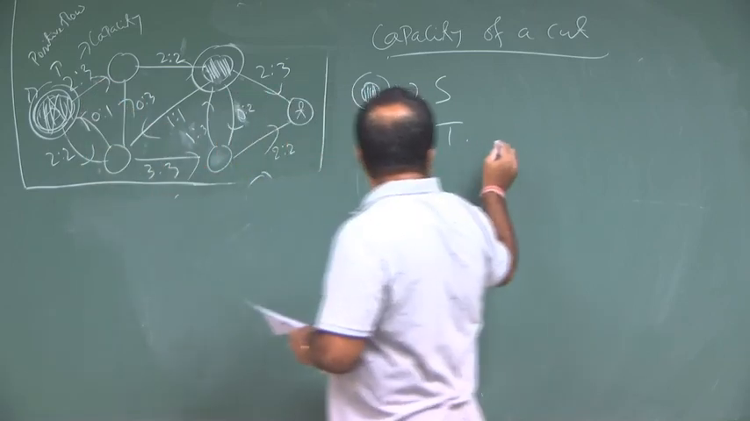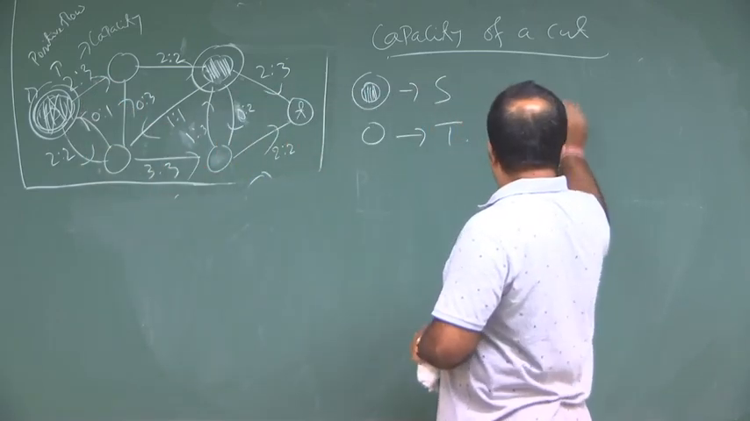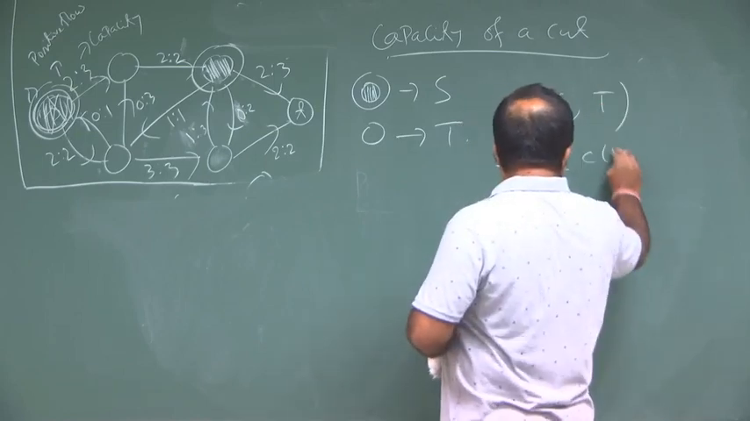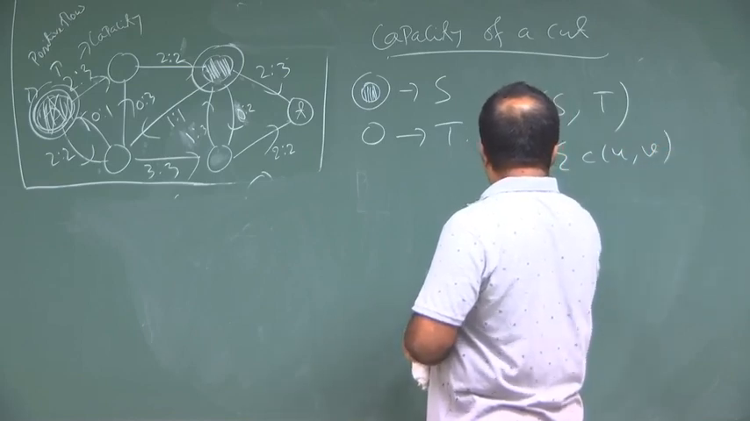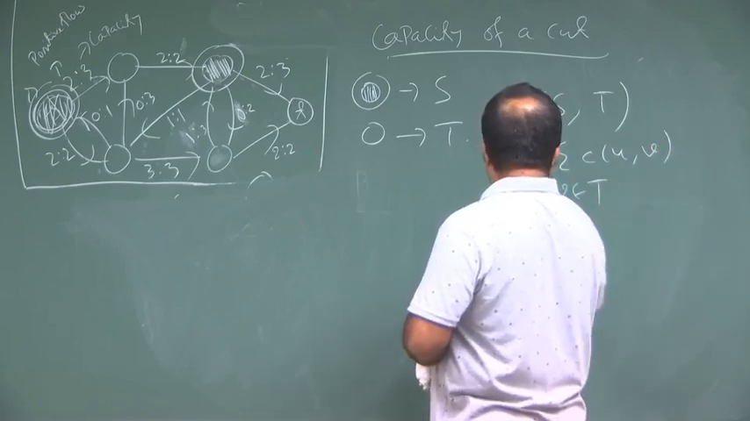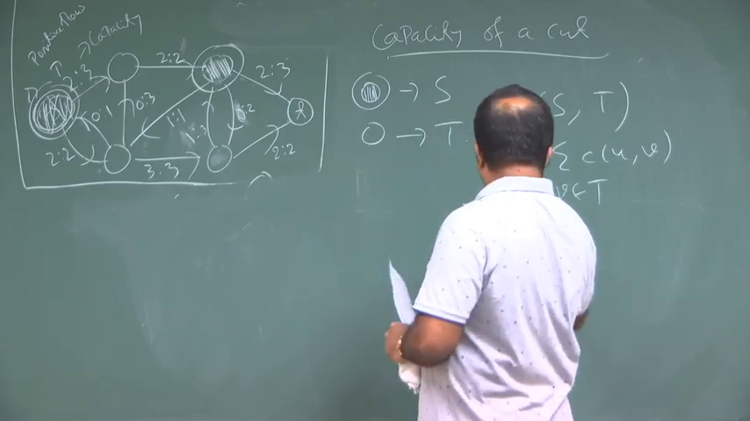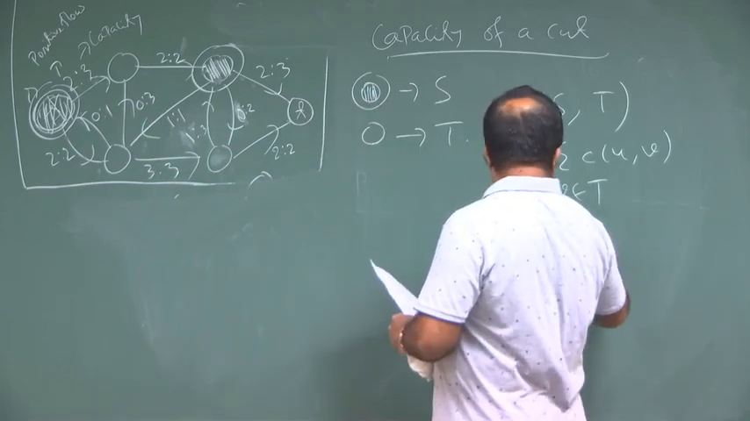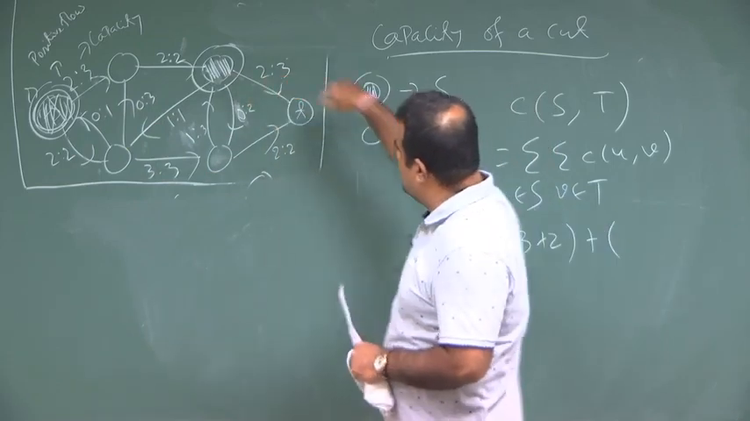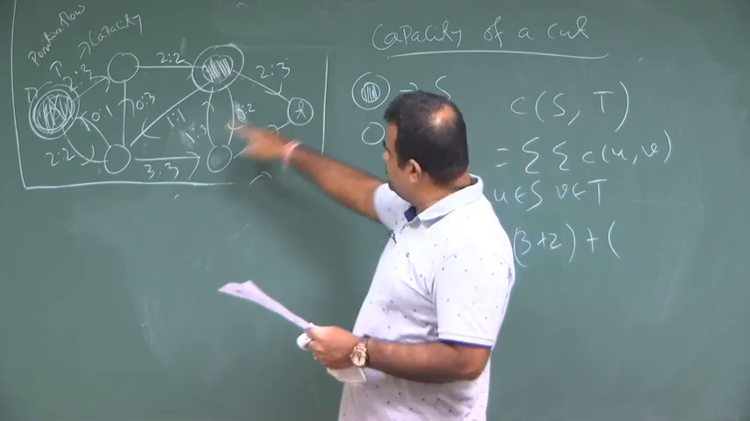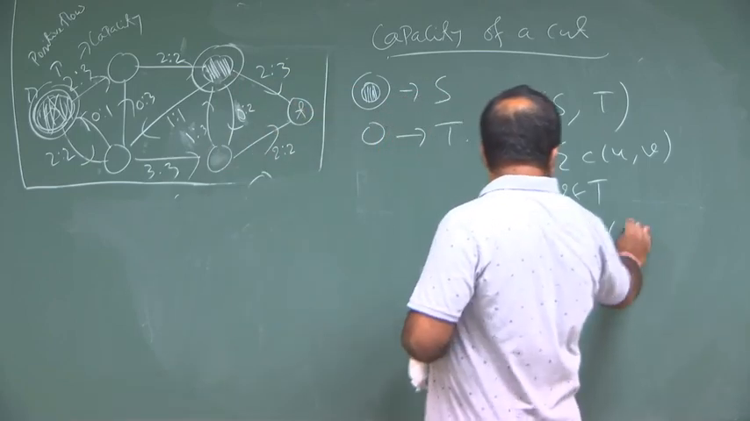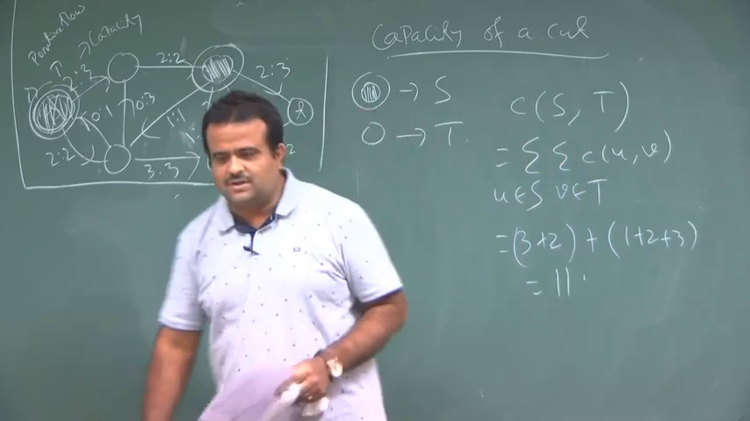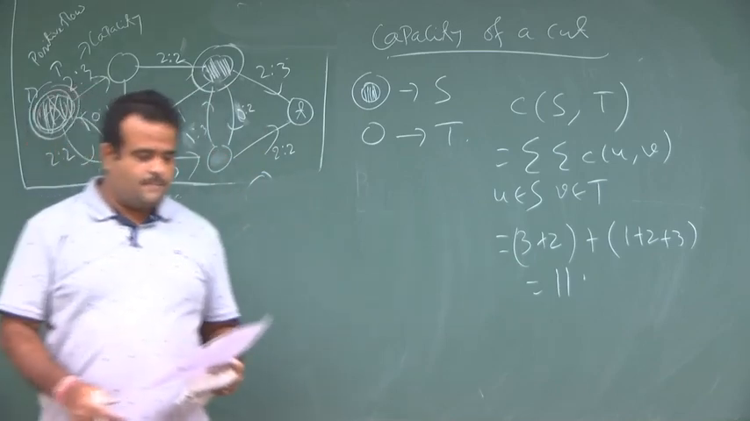We denote this by C of S comma T. This is nothing but the double summation of C of u comma v, where u belongs to S and v belongs to T. So, if you do this, 2 plus 3 plus 2, plus 1 plus 2 plus 3, 1 plus 2 plus 3. So, this is basically 11. This is the capacity of this cut.